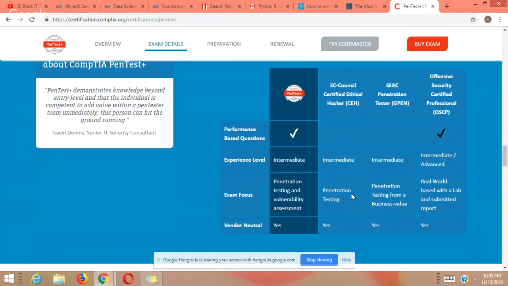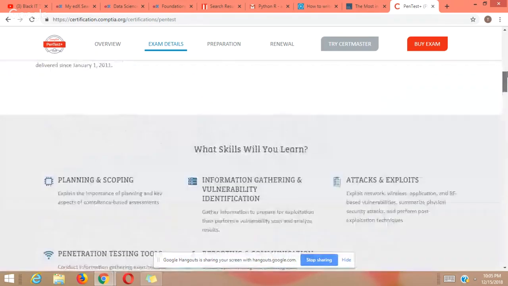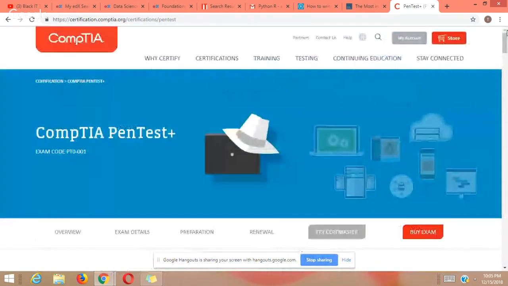Vulnerability assessment is very critical because most of your cybersecurity breaches come from vulnerability patching. And what happens is if you don't patch in time and the bad guys figure out that vulnerability exists in your network, you're screwed. So yeah, Security Plus, Pen Test Plus.